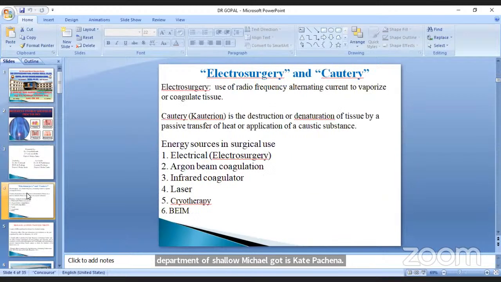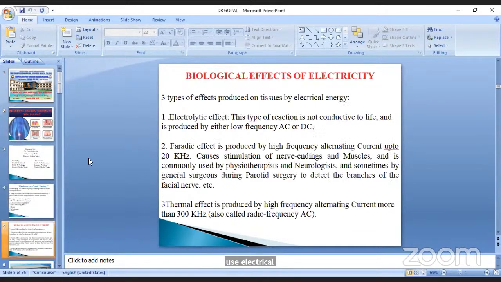Electrosurgery and cautery. Electrosurgery is the use of radio frequency alternating current to vaporize or coagulate tissue. Cautery is the destruction of tissue by denaturation through the passive transfer of heat or application of a caustic substance. Energy sources in surgical use: electrical, argon beam coagulation, infrared coagulator, laser, cryotherapy, and others. Biological effects of electricity: three types of effect are produced on tissue by electrical energy.